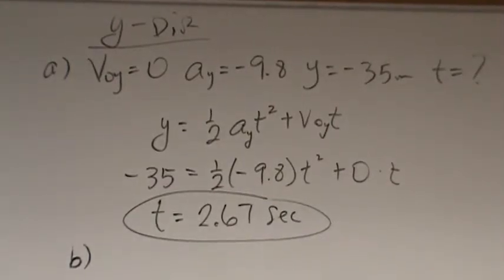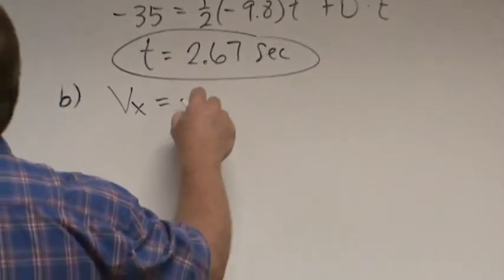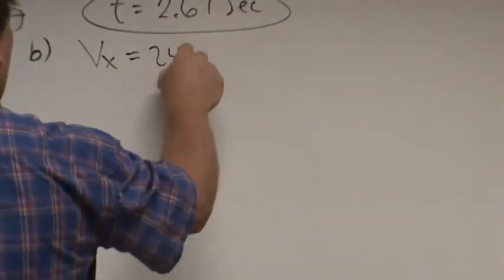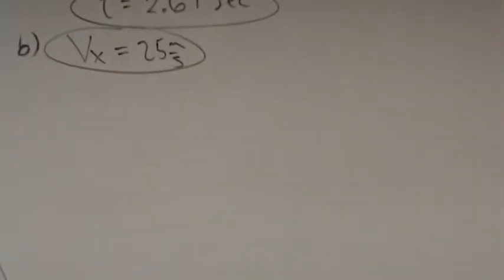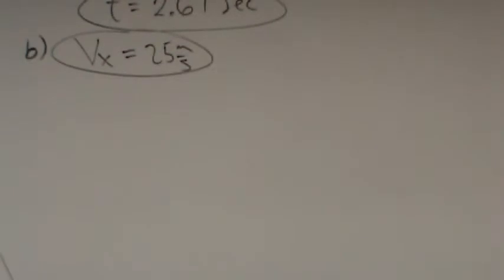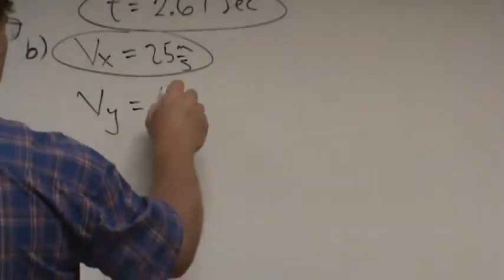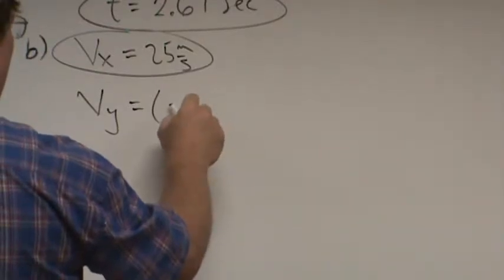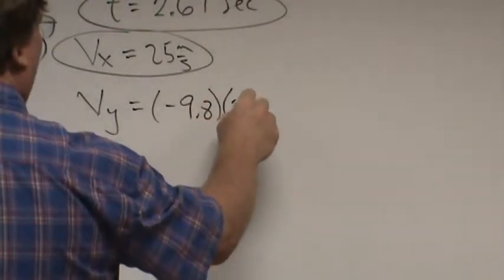Okay, hey guys, I gotta zip through this. Are you okay that the final velocity in the x direction is 25 meters per second? That's not going to change. The only thing we have to find is the final velocity in the y direction. Since you're starting from rest, it's going to be the acceleration in the y direction times the time.